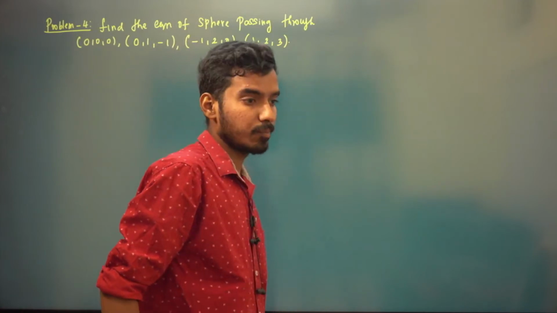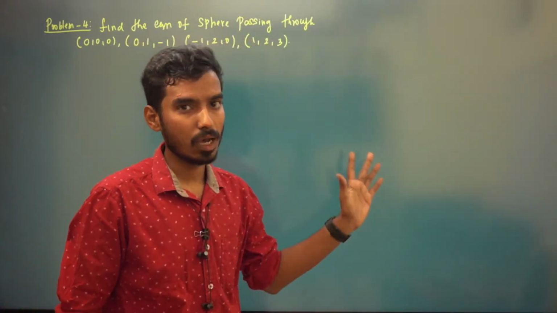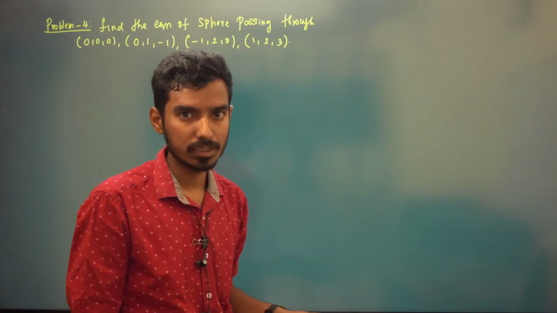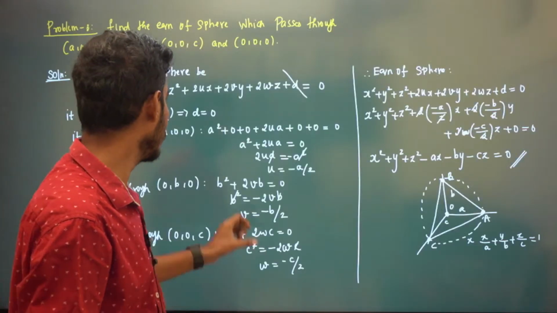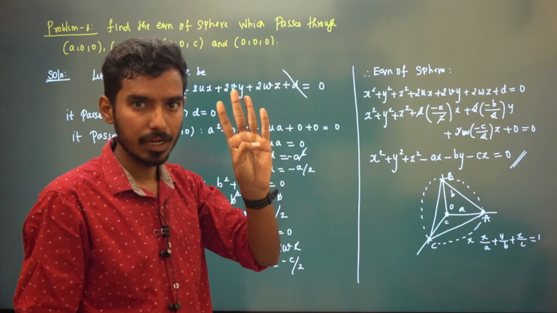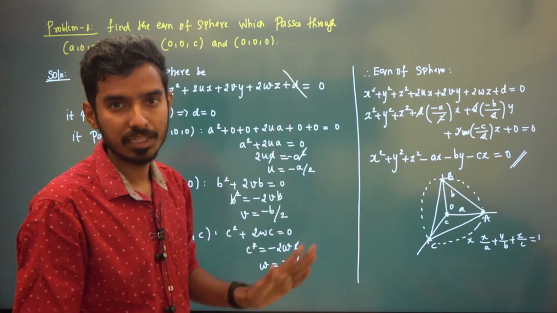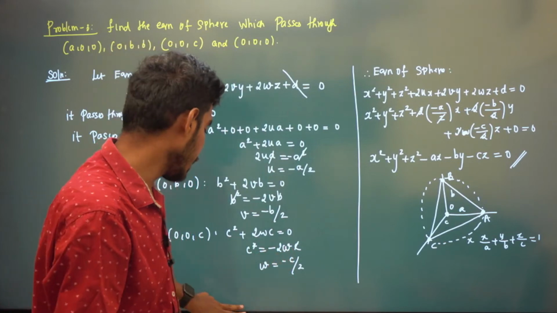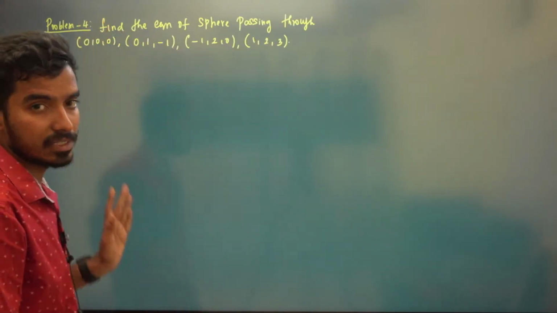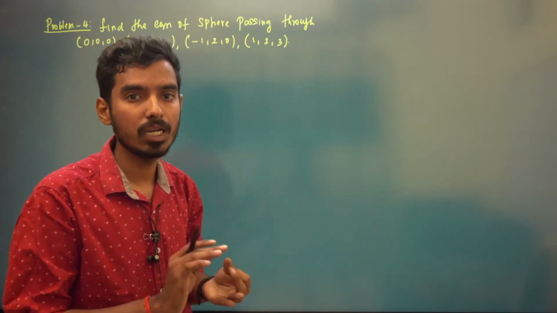These kinds of problems are very important. They will give 4 points and ask you to find the equation of sphere. Very simple. The only thing is you need to solve for UVW. In order to find the equation of sphere, you need UVWD, all these four values. If it is passing through origin, surely D will be 0, because if you substitute that point, you will get D equal to 0. That means if you substitute the other 3 points, you will have three equations in UVW.